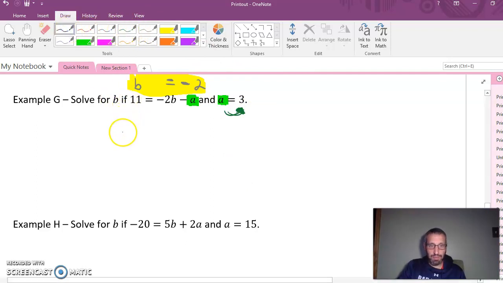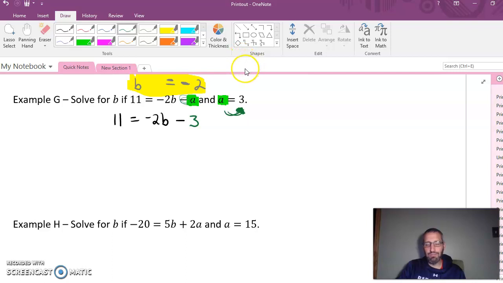All right, so let's do it. I'm copying 11 equals negative 2b minus, and now instead of that a, I'm going to take what a is the same as, and I'm plugging in that 3. Now, notice that a changes to be a negative 3 because of the minus sign right in front of it, okay? That's allowed. That's what we want.